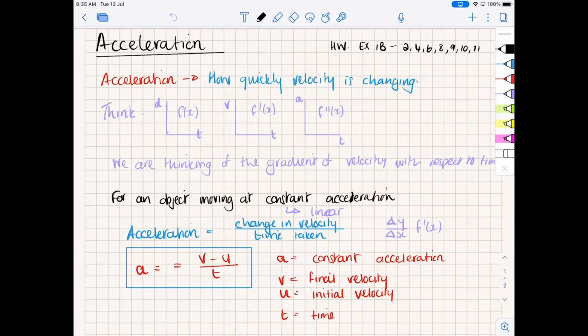Okay, guys, so yesterday we looked at displacement and velocity, and today we're going to look at acceleration. From what we've done last term with calculus, acceleration shouldn't actually be all that difficult for you to understand.